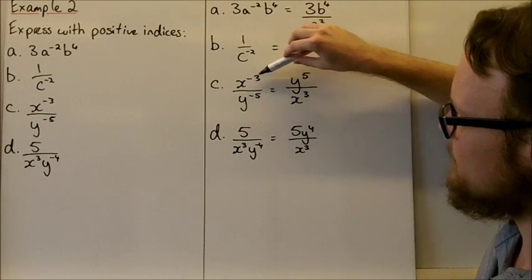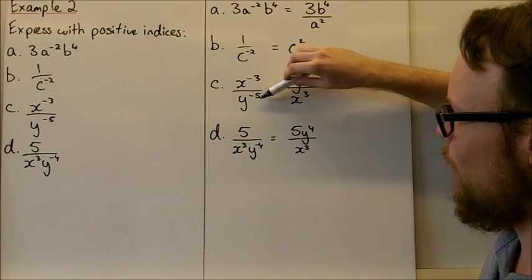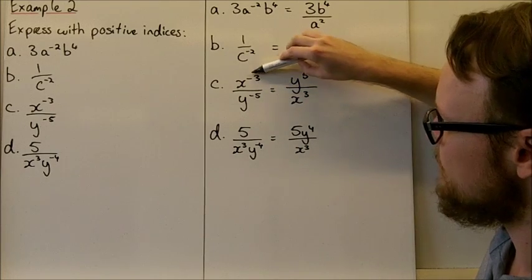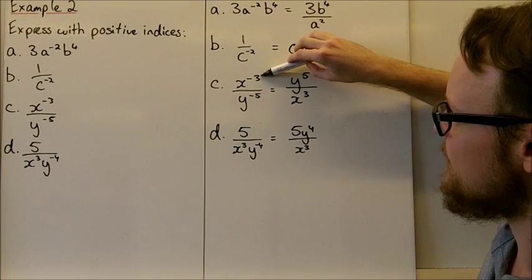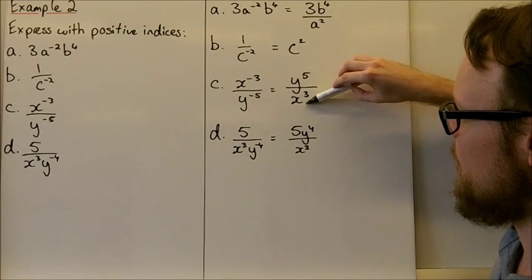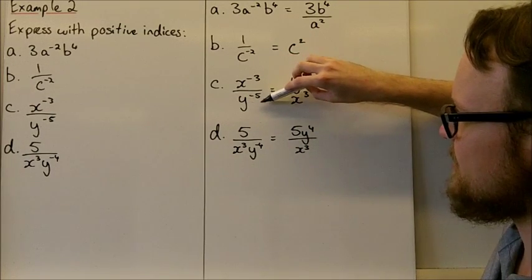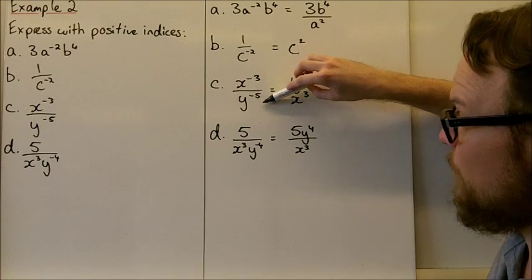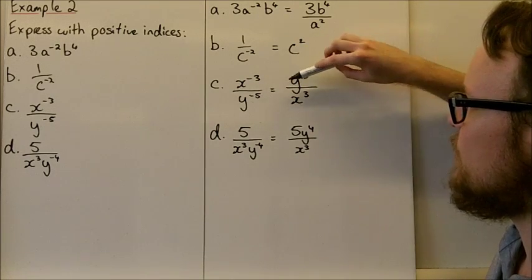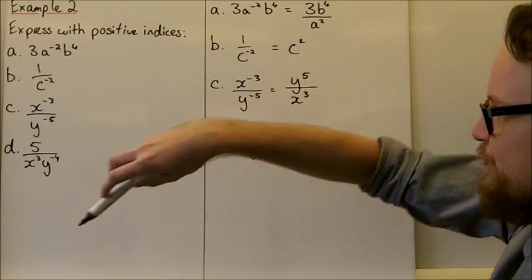Here I've got x to the power of negative 3 divided by y to the power of negative 5. If we just have a look at x to the power of negative 3, that's going to be the same as 1 divided by x to the power of 3. And if we look at our y to the negative 5, because we've divided by it, that's going to be the same as just y to the power of 5.